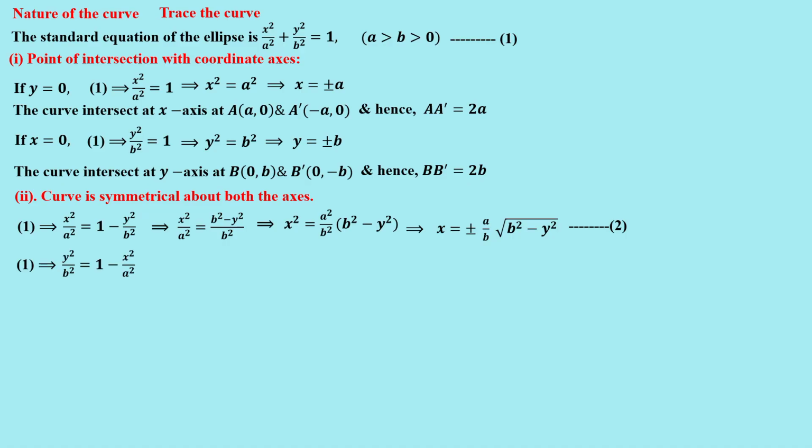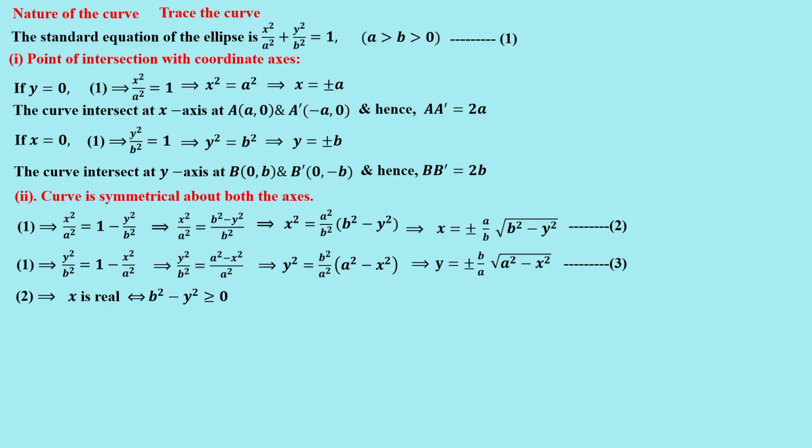Similarly, if you keep y square by b square on the left hand side and take x square by a square to the right hand side, you will get y square by b square is equal to 1 minus x square by a square. Therefore y square is equal to b square by a square into a square minus x square. Therefore y is equal to plus or minus b by a root of a square minus x square. That is equation number 3.